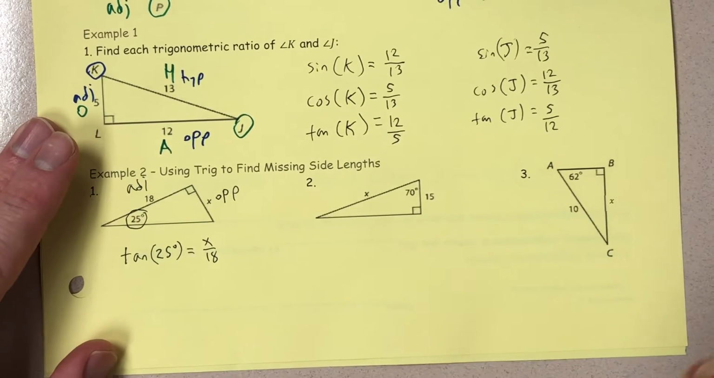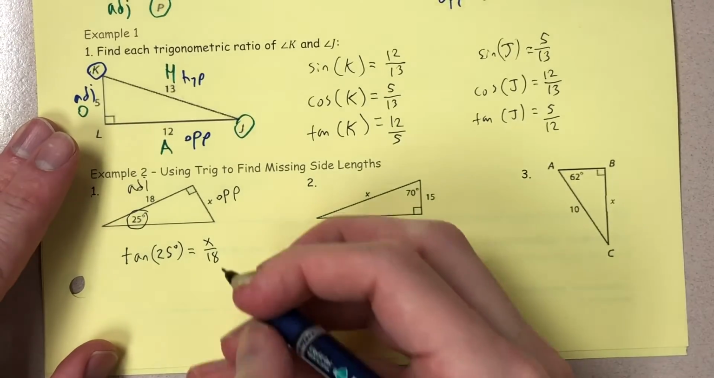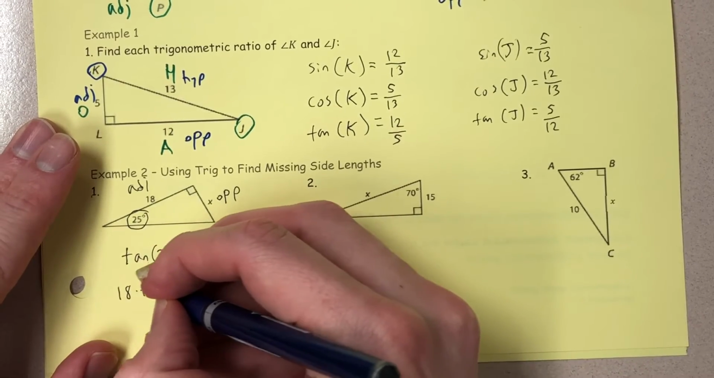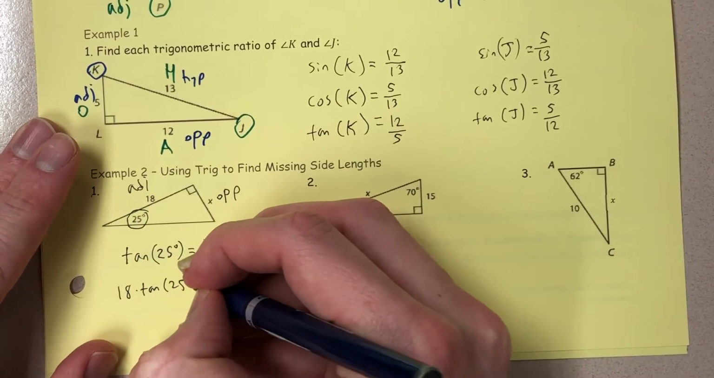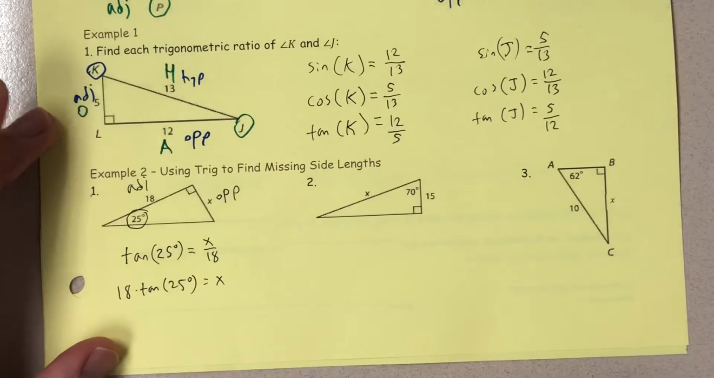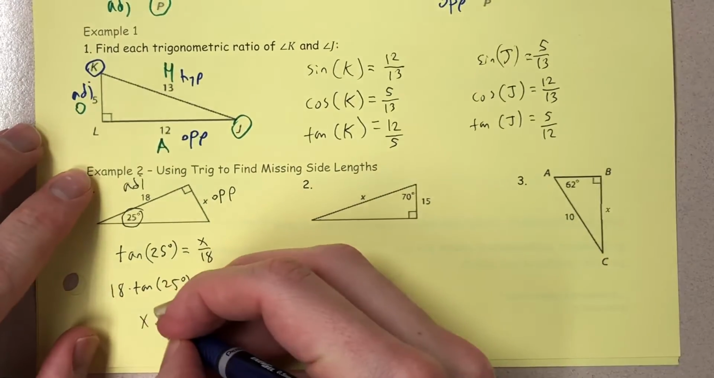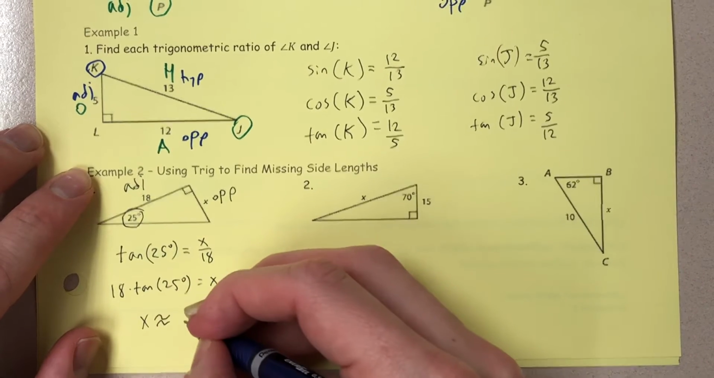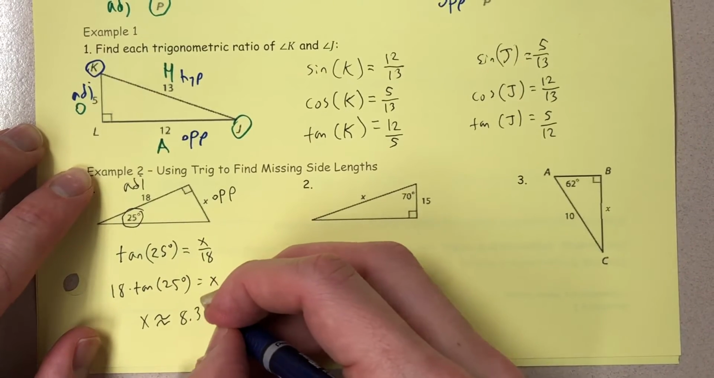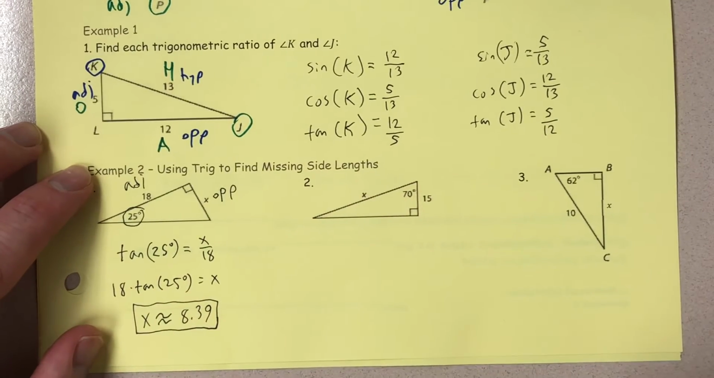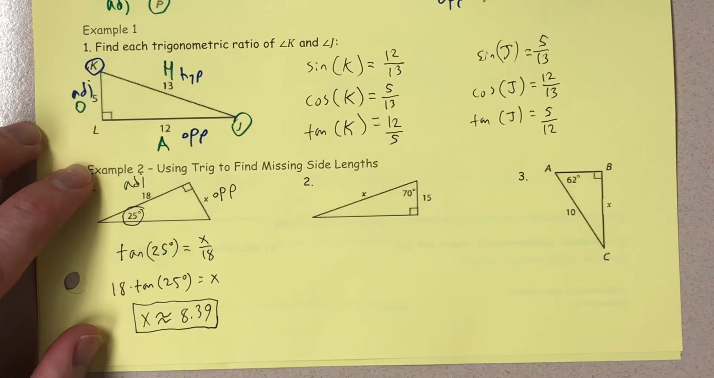Then we want to get x by itself, obviously. So in order to do this, we need to multiply 18 to the other side. So you would have 18 times tan of 25 degrees equals x. You will need to use a calculator to find out this answer. And our answer here is that x is approximately equal to 8.39. We can talk about how to do this in your calculator if you're confused in class next time.